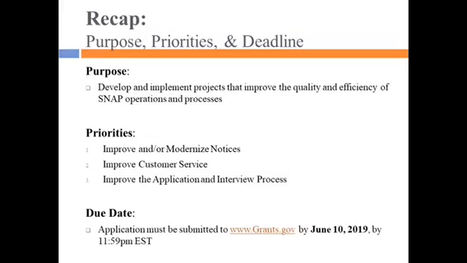So just to recap, all applications must support efforts by state agencies and community-based and faith-based partners to develop and implement projects that focus on improving the quality and efficiency of SNAP operations and processes. Grant proposals must be submitted to grants.gov by Monday, June 10th by 11:59 p.m. Eastern. There are no extensions on the deadline. The RFA includes a detailed checklist that will help applicants ensure their proposals meet all the necessary requirements. And you can find this checklist on page Roman numeral 3 of the RFA.